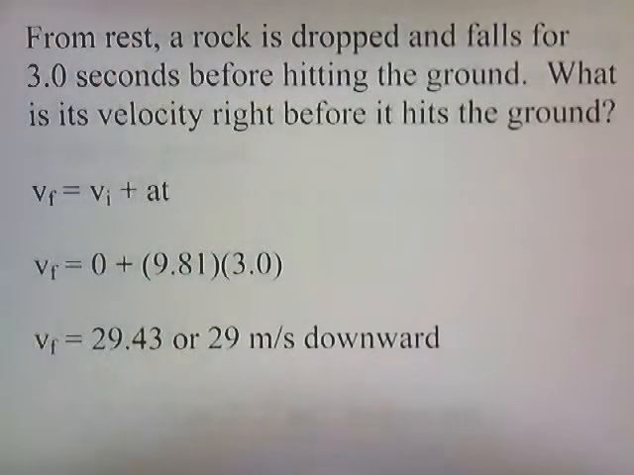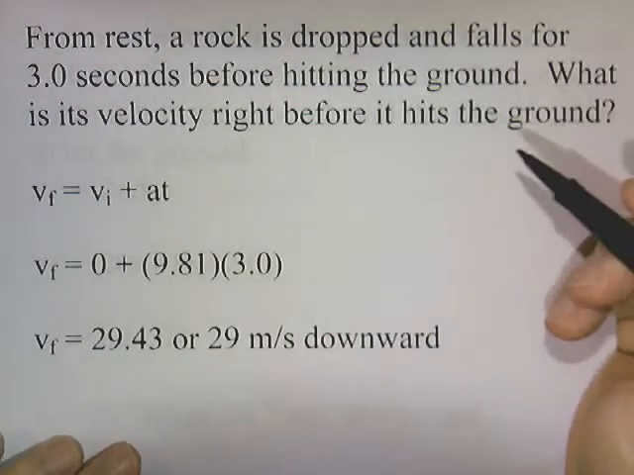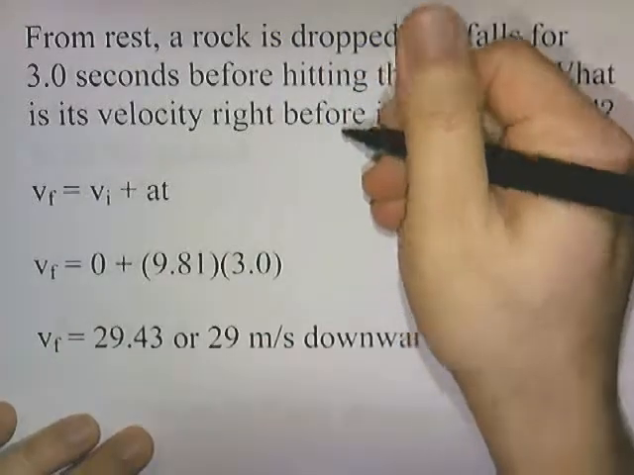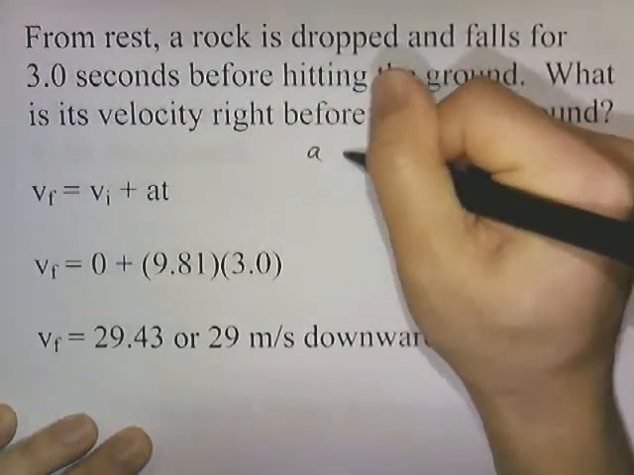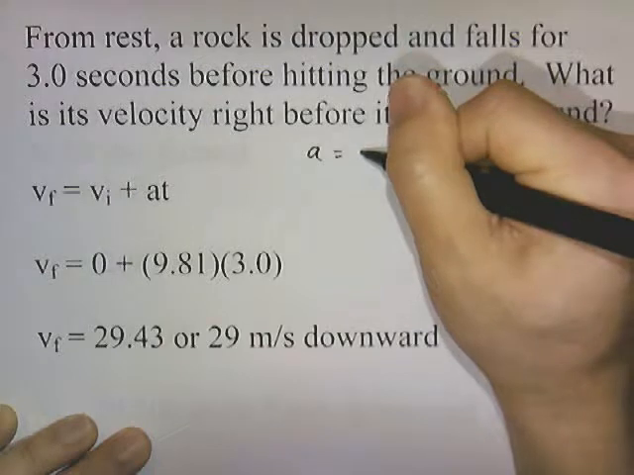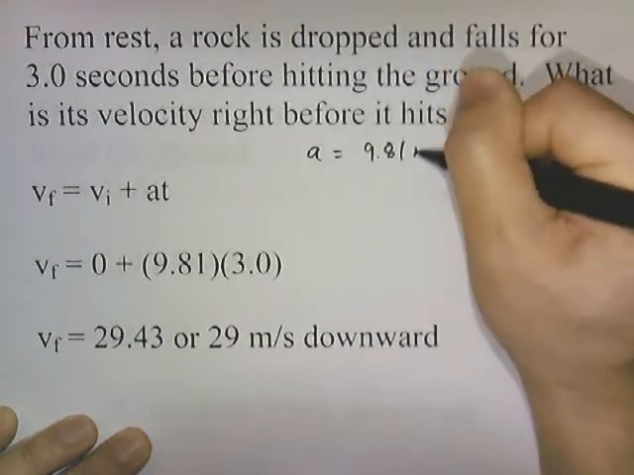So let's try a problem. From rest, a rock is dropped and falls for 3 seconds before hitting the ground. What is its velocity right before it hits the ground? Well, since the rock is falling, the acceleration implicitly is given to us as 9.8 meters per second squared. So anytime you see a problem where it says an object is dropped, implicitly they're telling you that the acceleration is 9.81 meters per second squared.